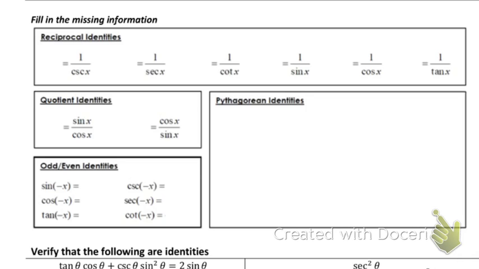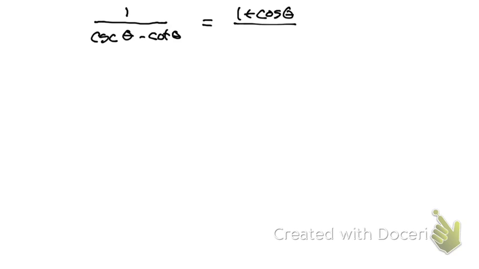65. So 65 is probably the tougher of the ones, because with 65, you end up having to work on both sides. Not at the same time, but independently. So 65, we had 1 over cosecant theta minus cotangent theta is going to equal 1 plus cosine theta over sine theta.